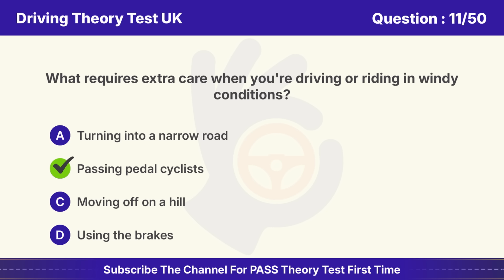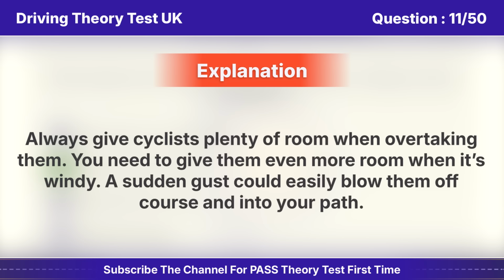Answer is B. Passing pedal cyclists. Always give cyclists plenty of room when overtaking them. You need to give them even more room when it's windy. A sudden gust could easily blow them off course and into your path.